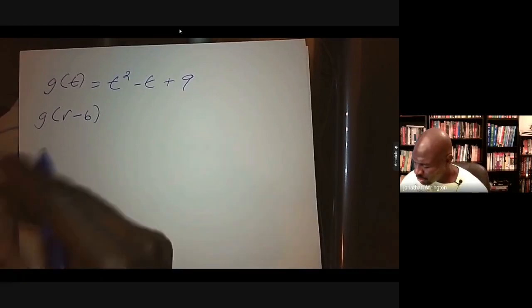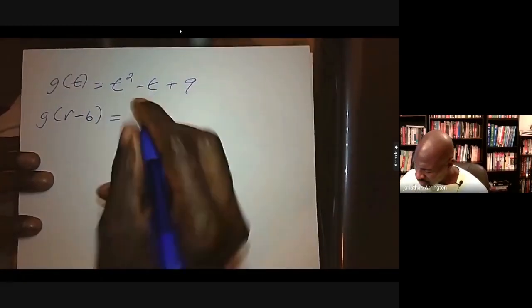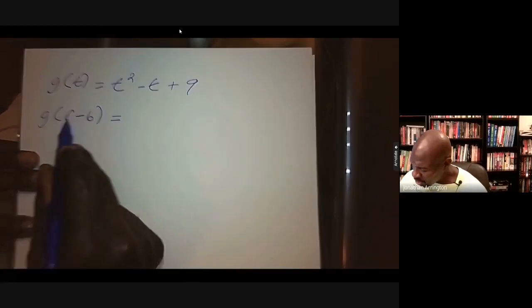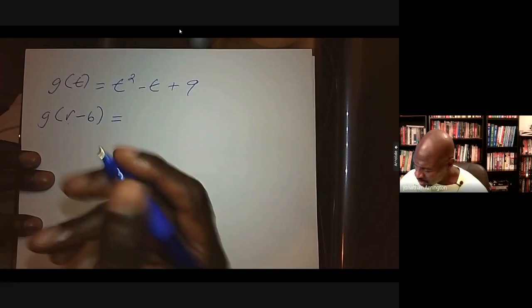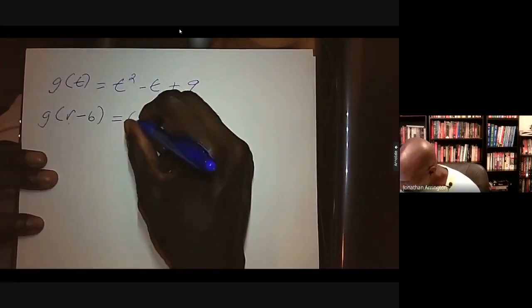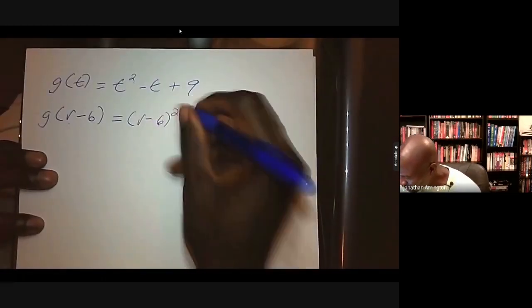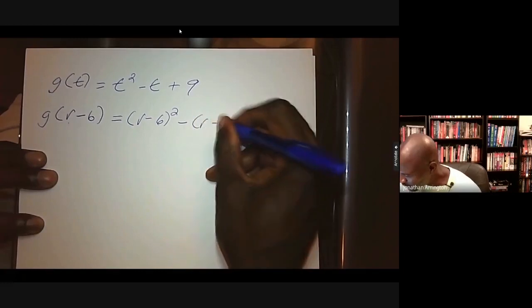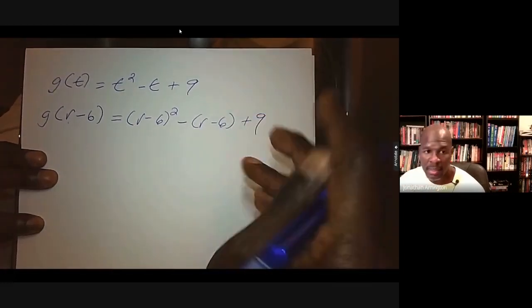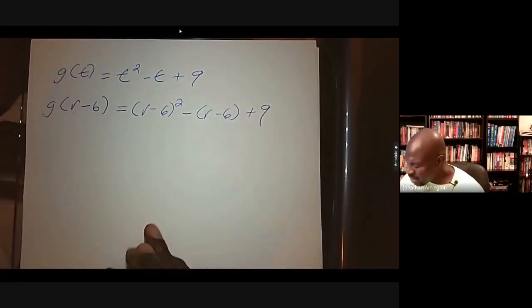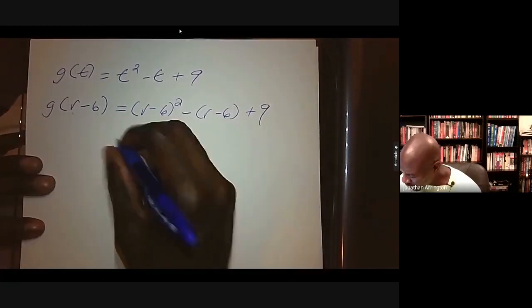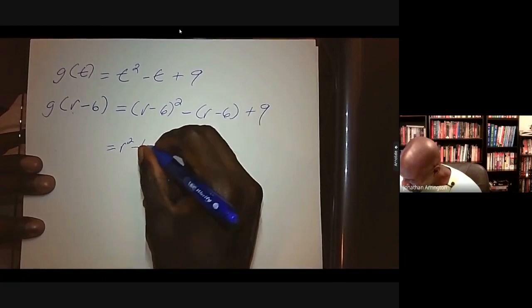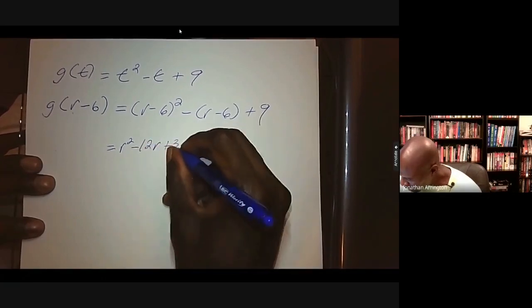But again, the same rules apply. This function is g of t, and what I did is I replaced the t with r minus 6. So everywhere I see a t in a function, I'm going to replace it with r minus 6. So this is r minus 6 squared minus r minus 6 plus 9. And I'm just going to do the algebra from there. So I have to square first. So if I square r minus 6, that's r squared minus 12r plus 36.